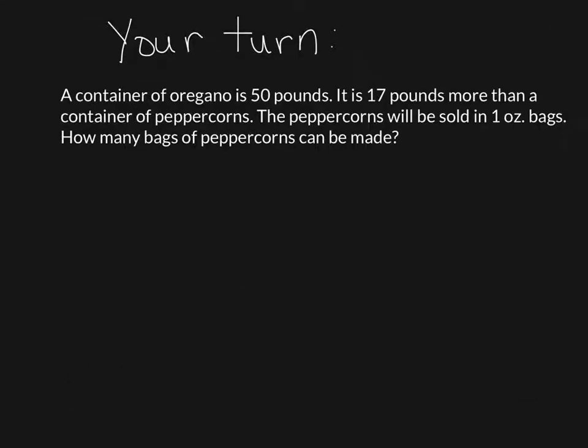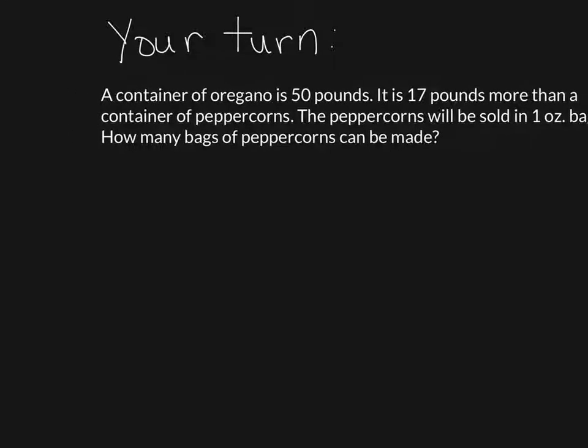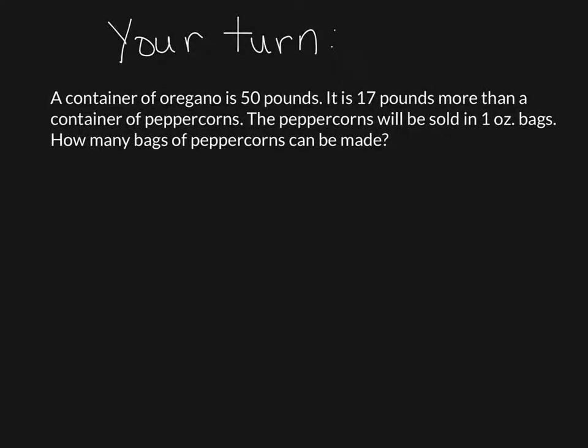Now it's your turn. A container of oregano is 50 pounds. It is 17 pounds more than a container of peppercorns. The peppercorns will be sold in 1-ounce bags. How many bags of peppercorns can be made? So this is similar to the last problem in that we are converting from larger units, pounds, to smaller units, ounces.